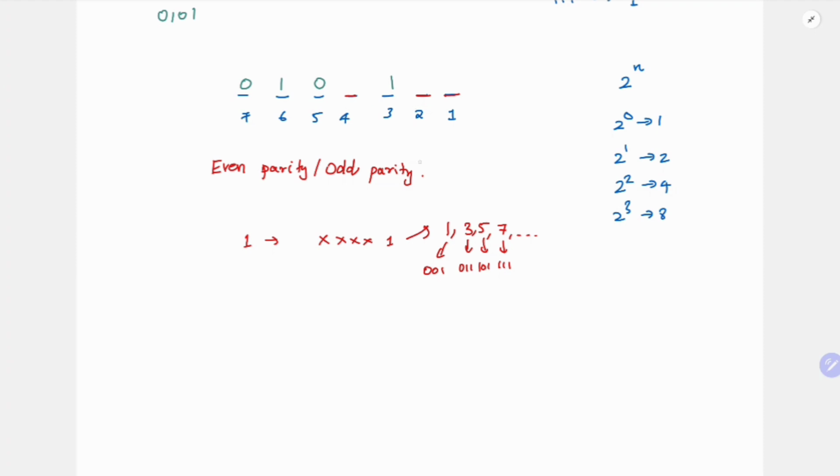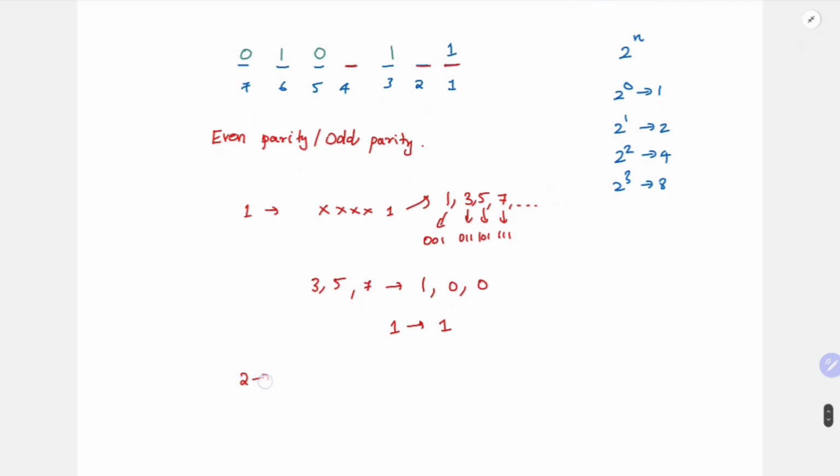So here, in the ones place we need to fill anyway, so leave it. So 3, 5 and 7 are there. So what are those? We have 1, 0 and 0. To make it even parity, the number of ones should be even. So what should be your ones place? Your ones place should be 1, since there is an odd number of ones here. So I'll put 1 here.